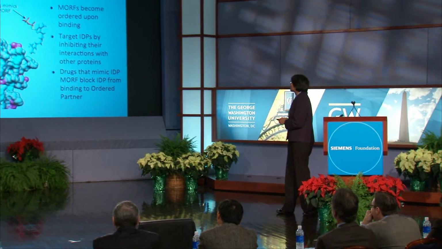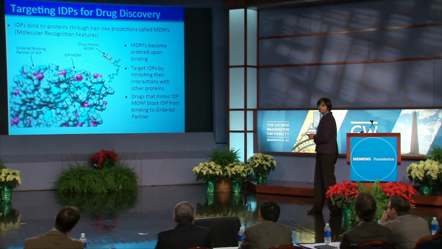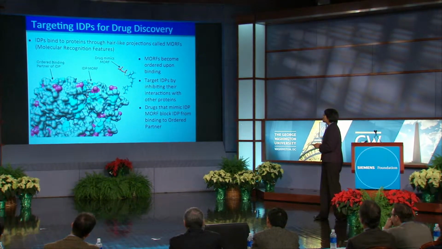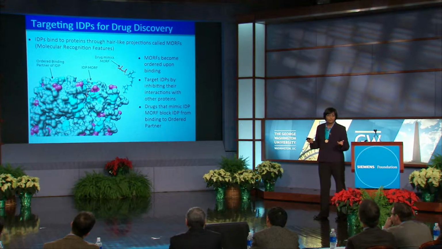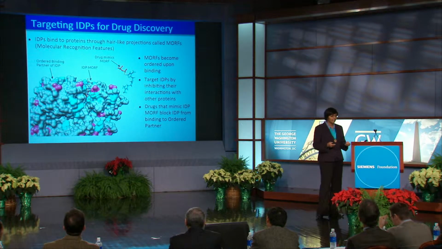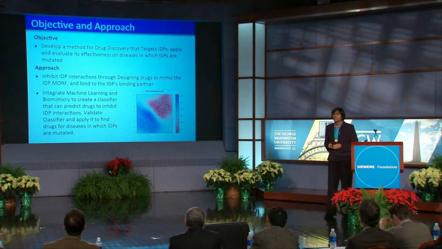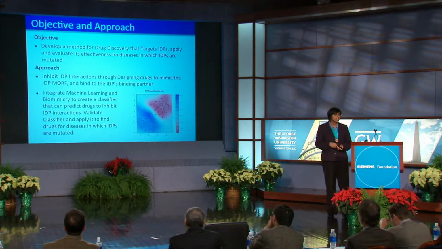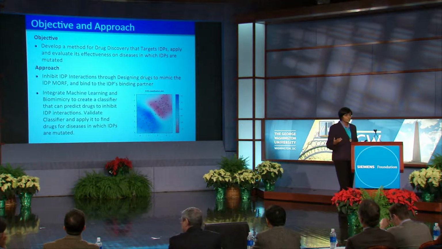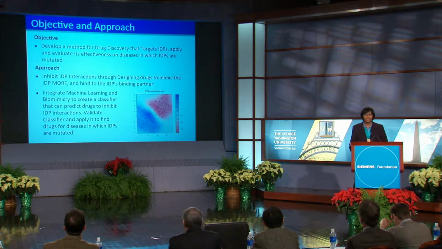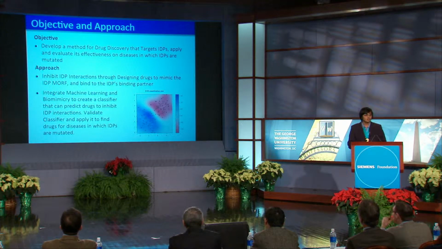We propose to inhibit the interactions of the disordered protein. How do we do this? By finding a drug that mimics the disordered protein's morph. The drug can bind to the IDP morph's binding site instead of the morph and block the IDP from binding there. So our objective in this project is to develop a method to target intrinsically disordered proteins for drug discovery, apply and evaluate its effectiveness on diseases in which IDPs are mutated.